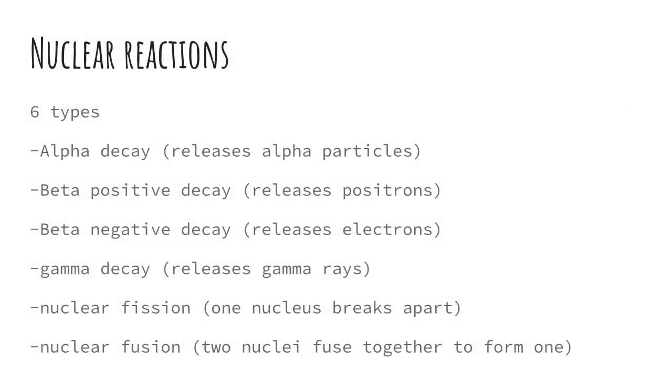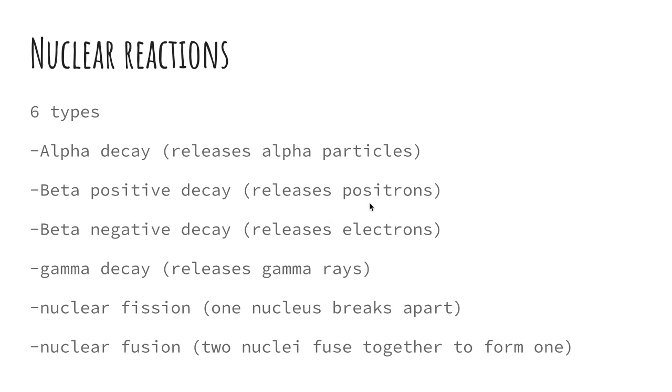So there are 6 types of nuclear reactions. The first type, this is in kind of random order, but one of the types is alpha decay. In alpha decay, basically the nucleus emits an alpha particle, which is just a helium nucleus. There are also 2 different types of beta decay: beta positive and beta negative. One of them releases a positron, that's beta positive, and beta negative is when it releases an electron.